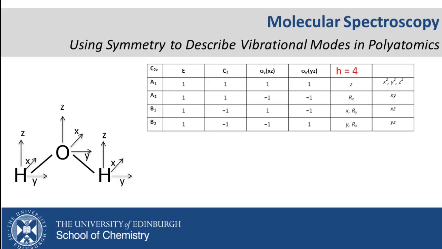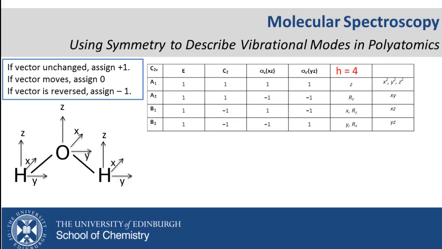As mentioned, water has C2V symmetry. The first step is to define the x, y and z axes as shown. The second step is to describe the reducible representation for all possible movements of the atoms in water. When we complete an operation contained in the character table, if the vector remains unchanged, we assign it a value of 1. If the vector moves, we assign it a value of 0. And if the vector is reversed, we assign it a value of -1.